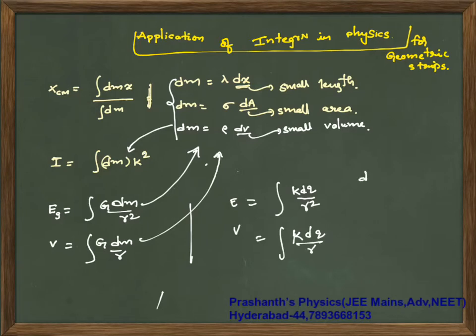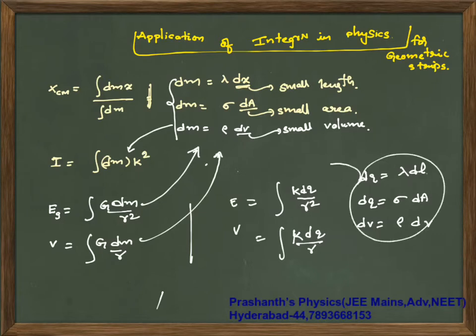Now here your dq is lambda times small length, dq for certain objects it will become sigma times dA, for certain objects it will become rho times dV. So in all these cases you have to bring it back and substitute here. Now why did I discuss this is, in physics in many places we will be using this integration. So the point is, we should be able to use these things in physics and explain certain basic ideas. So for that we are going to learn these things in detail.